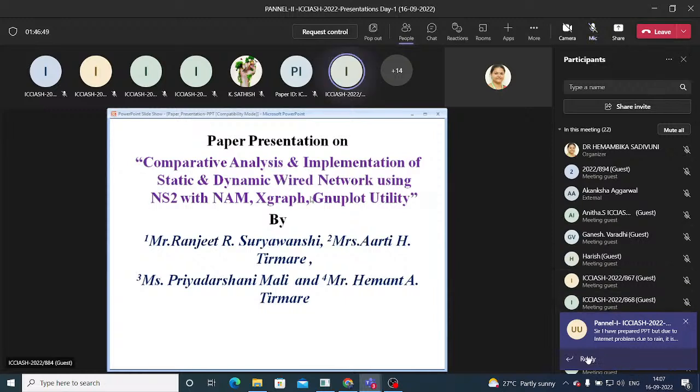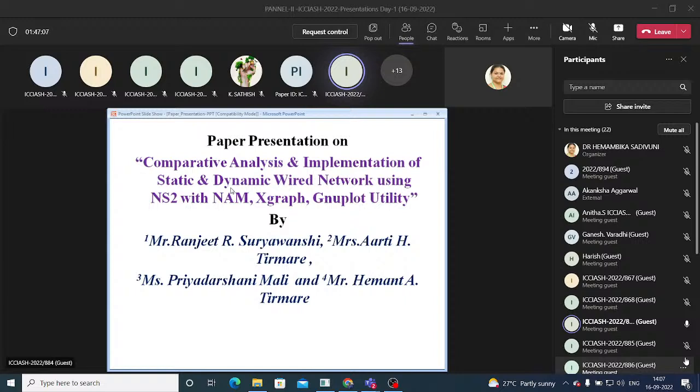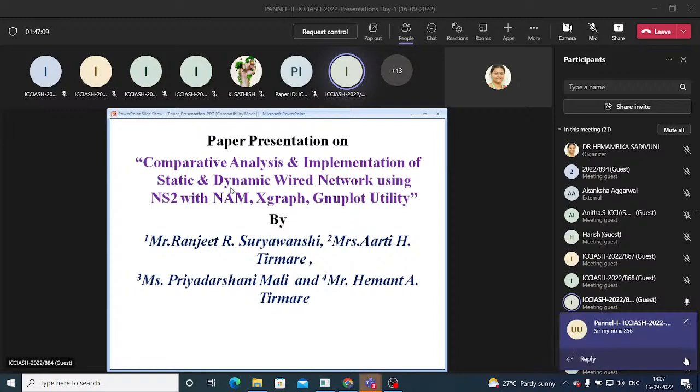My topic for presentation is comparative analysis and implementation of static and dynamic wired network using NS2 with NAM, XGraph and GNUplot utility. So basically what I've done is I have compared the two types of networks, that is static network and dynamic network, with the software called Network Simulator version 2. And in that software, we have different kinds of packages or utilities like NAM, network animation, XGraph and GNUplot for viewing the network traffic and plotting the parameters in the form of graphs.